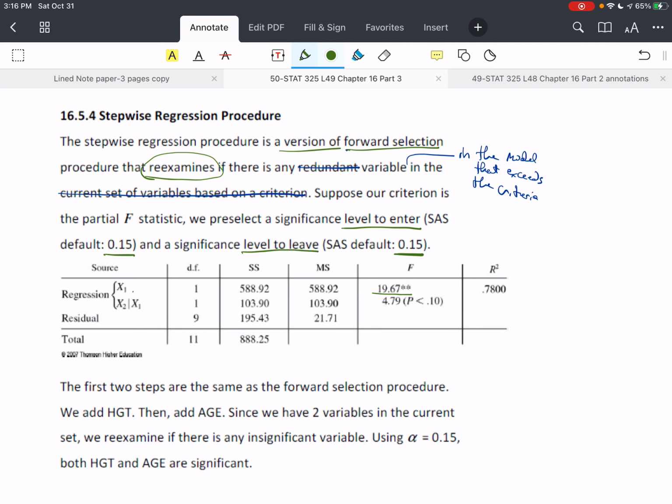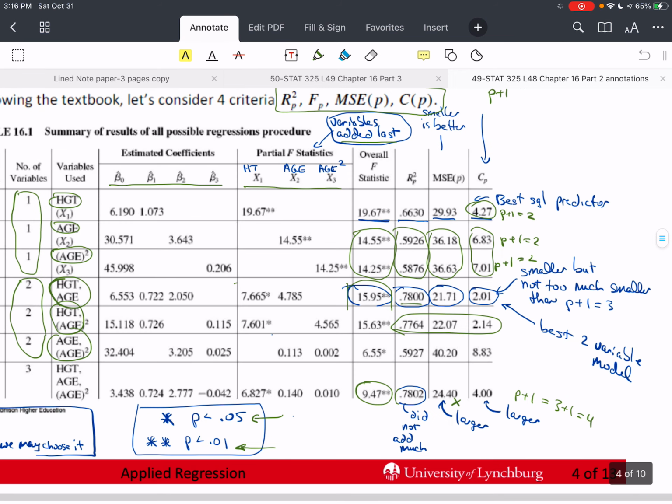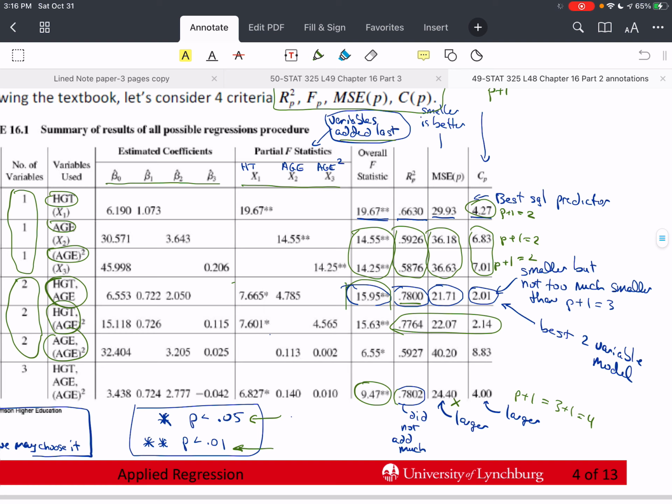Now let's look at the stepwise procedure for our example. I'm going to go back to here, and I want to remind you that for x1 we had a, let's see, I don't see the p-value here. Do we have the p-value?